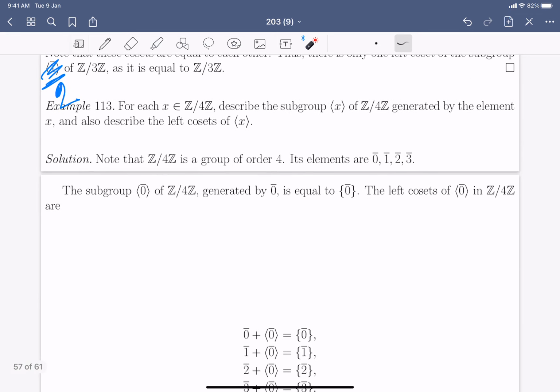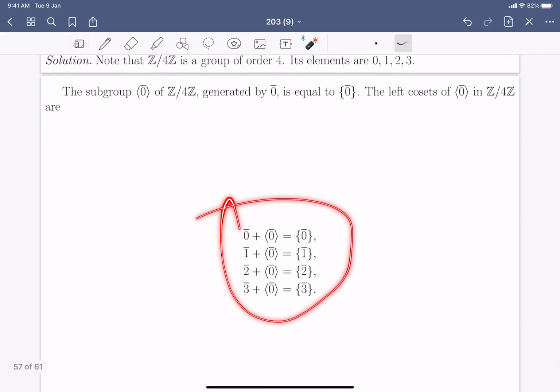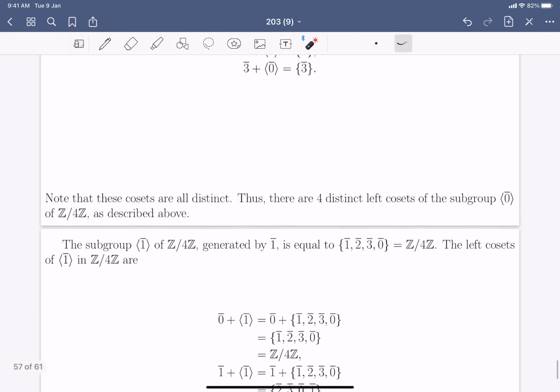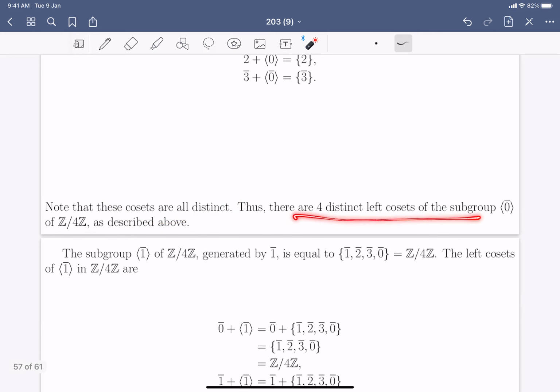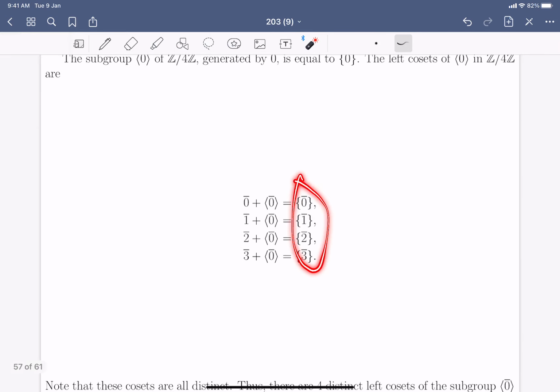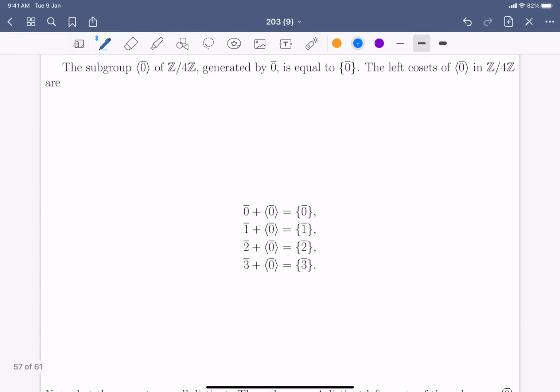Anyway, now try to continue this exercise further. For each x inside Z mod 4Z, we can try to describe the subgroup of Z mod 4Z generated by the element x, and you can also try to describe the left cosets. If you look at the subgroup of Z mod 4Z generated by 0 bar, you again get a similar mathematical picture. Here these cosets are all distinct, and they are the distinct singleton subsets of Z mod 4Z. There is something one can state analogous to this.